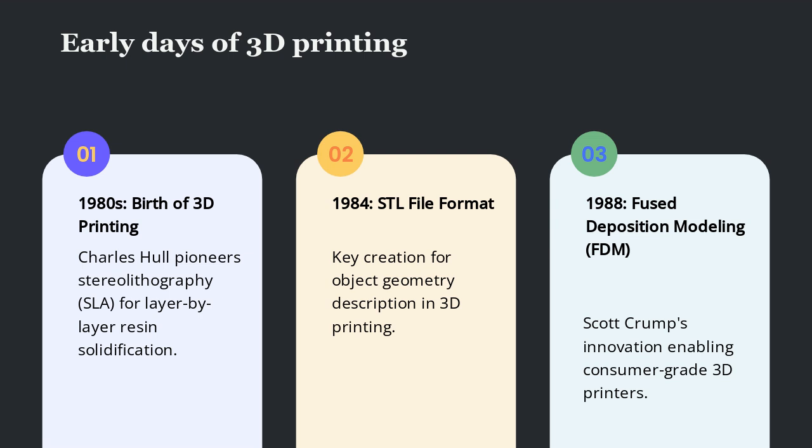As we delve into the evolution and progress in bioprinting, the early days of 3D printing marked a significant milestone with Charles Hull pioneering stereolithography, SLA, for layer-by-layer resin solidification. This was followed by the creation of the key object geometry description in 3D printing in 1984, known as the STL file format. Additionally, in 1988, Scott Crump's innovation brought about fused deposition modeling, FDM, enabling consumer-grade 3D printers. These milestones laid the foundation for the current innovations we witness in bioprinting today.